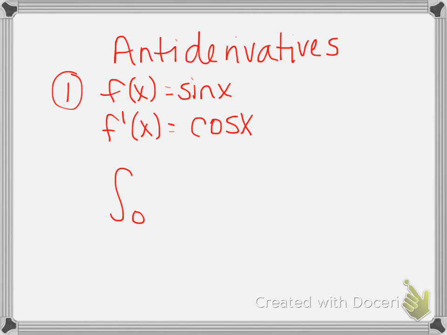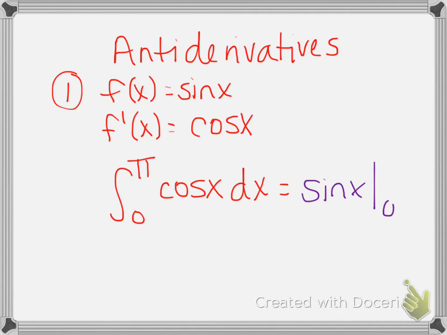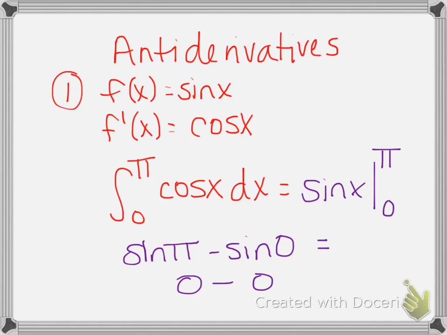Whenever I do the integral from 0 to pi of cosine of x, then I'm trying to look for the original equation, because the fundamental theorem of calculus says that if I know the original, which in this case is sine of x, I can evaluate it at 0 and pi, and I'll get my answer. So sine of pi minus sine of 0, which is 0 minus 0.